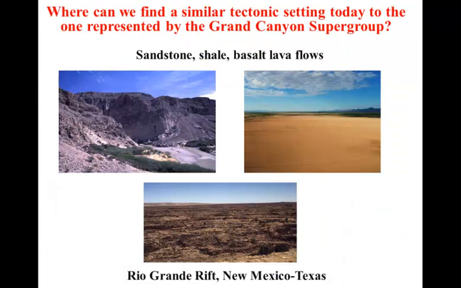A similar tectonic setting to the one that existed in the Grand Canyon region at the time the Grand Canyon Supergroup was formed can be found today in the Basin and Range Province and Rio Grande Rift of the western U.S. Here, divergent tectonic stresses are producing fault block mountain ranges, subsidence along normal faults. Coarse sands are accumulating because we're close to the sediment source, the uplifted fault blocks on the other side of those normal faults.